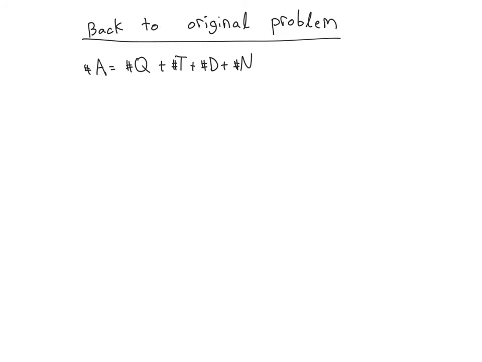So now we return back to the original problem we started with at the very beginning of the lecture, making change for 25 cents. In this case, I've changed the notation up a little bit. Q is the set of all ways to make change for 25 cents where you use at least one quarter. T is the set of all ways to solve that problem where you use exactly 2 dimes. D is the set of ways to solve that problem where you use exactly 1 dime. And N is the set of ways to solve the problem where you use only nickels and pennies.